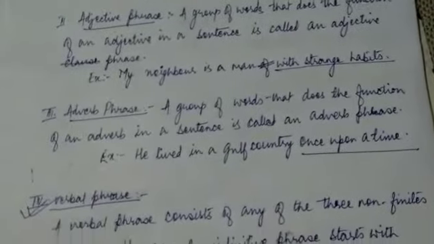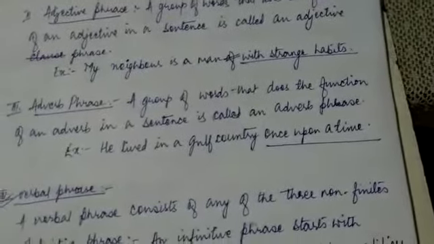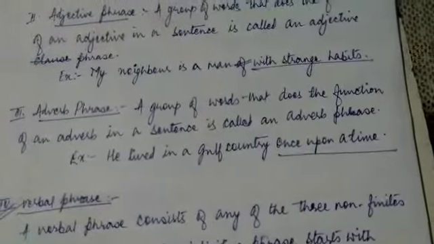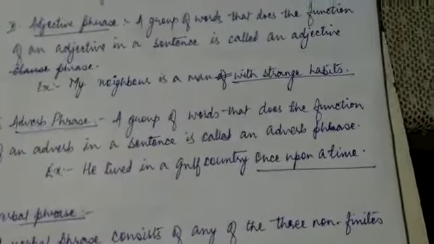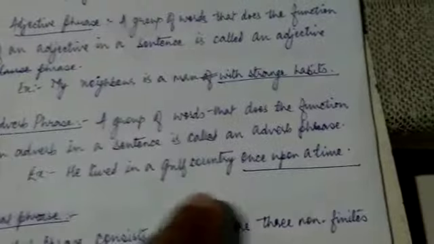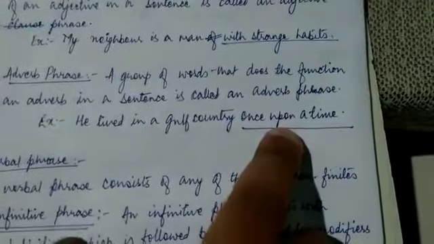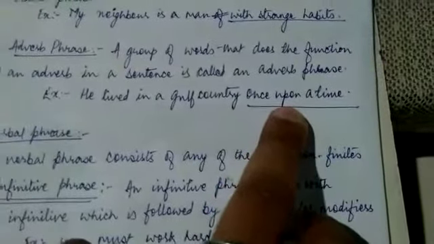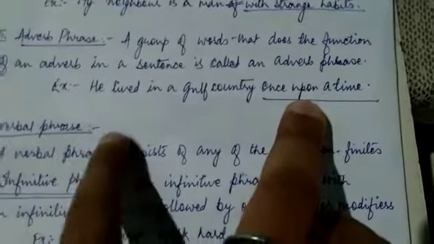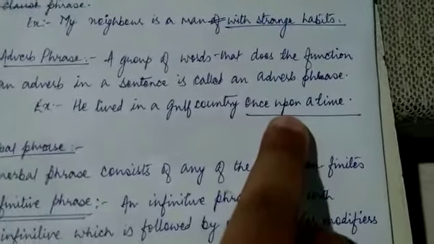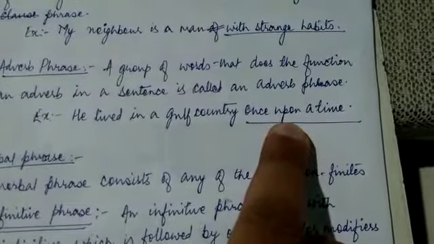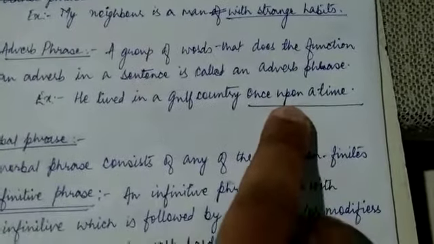Now another is the adverb phrase. A group of words that does the function of an adverb in a sentence is called an adverb phrase. The example is: he lived in a Gulf country once upon a time. See the underlined words, once upon a time. It tells you about time; it answers your question when. So this phrase works as an adverb. So this is called an adverb phrase.